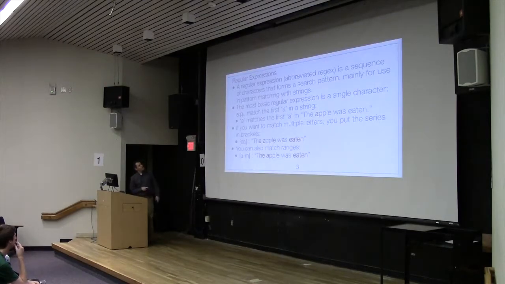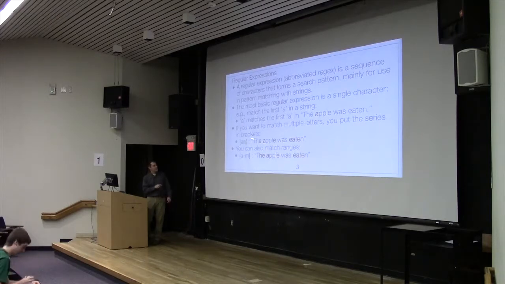Then you can get into matching things like multiple letters. If you wanted to match E or A in the string, you would put it in brackets like this, EA, and it would match the E there, and the A there, and the E there, et cetera. Kind of cool. You can also match ranges. A through M matches any of the letters between A and M, inclusive. All right.